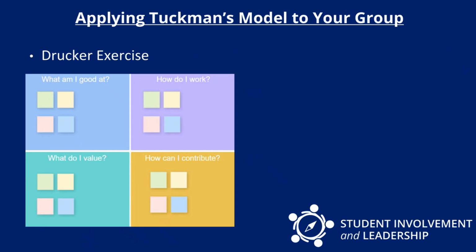So how are you going to use all this knowledge that we just talked about and apply it to your group? With this knowledge, there's one thing you can do, for instance, which is the Drucker exercise. It's just a series of 4 questions, which are: What am I good at? How do I work? What do I value? How can I contribute? Now, these questions can help out at any stage of Tuckman's model that we just discussed.